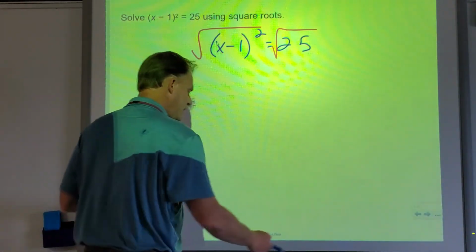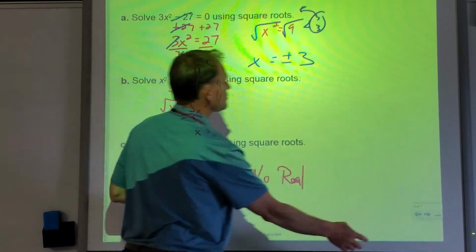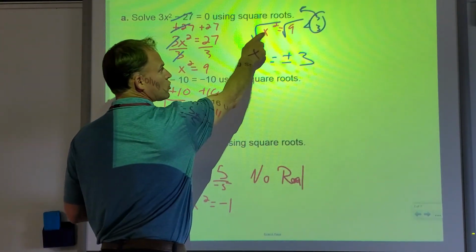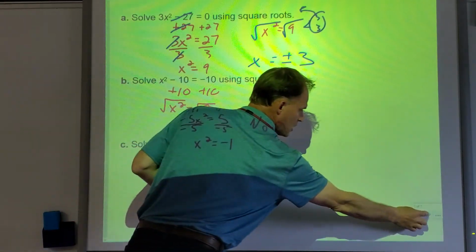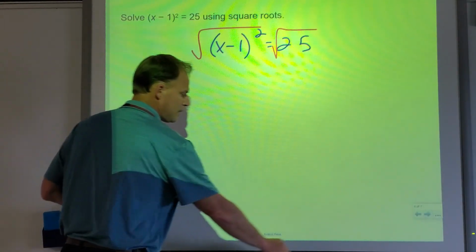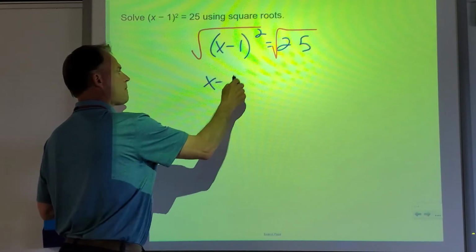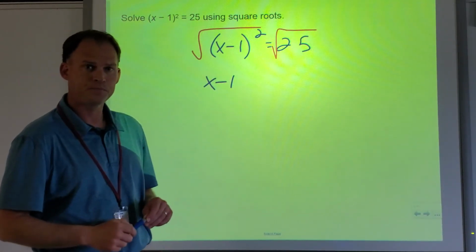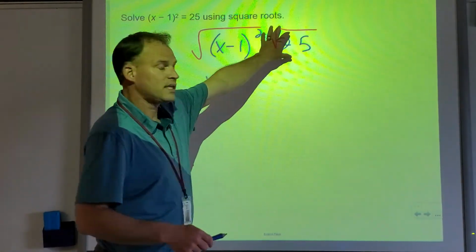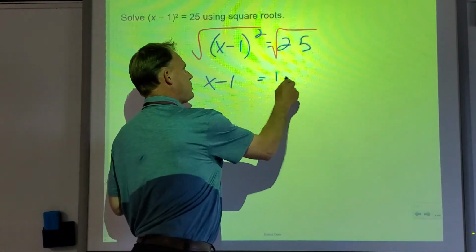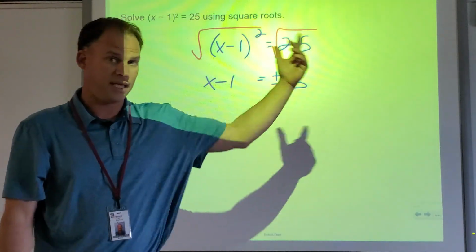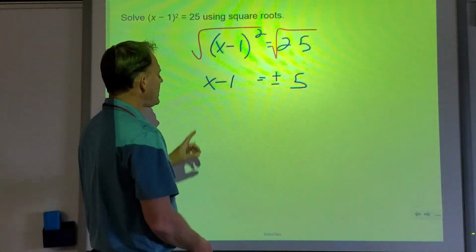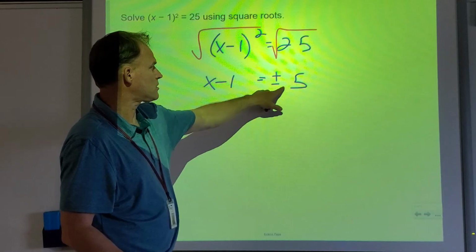And just like here, x squared and square root, I'm left with just the x, because those two are inverses. Here, I'm left with just x minus 1. Okay? We said whenever we take the square root, we're going to get plus minus 5. That's where the plus minus is coming into play, not at the end, in the middle of the problem here. So now I have x minus 1 equals plus minus 5.